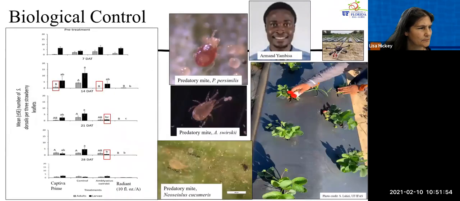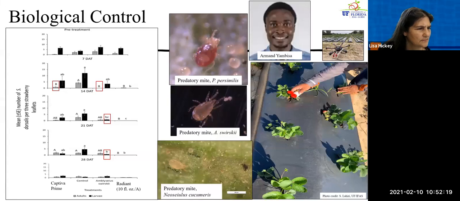A greenhouse study was conducted by my student intern from Earth University, Armand. Armand released chili thrips onto caged strawberry plants in the greenhouse. And then some of the plants were treated with Captiva Prime, some were treated with the predator Amblyseius swirskii, and some were treated with Radiant.